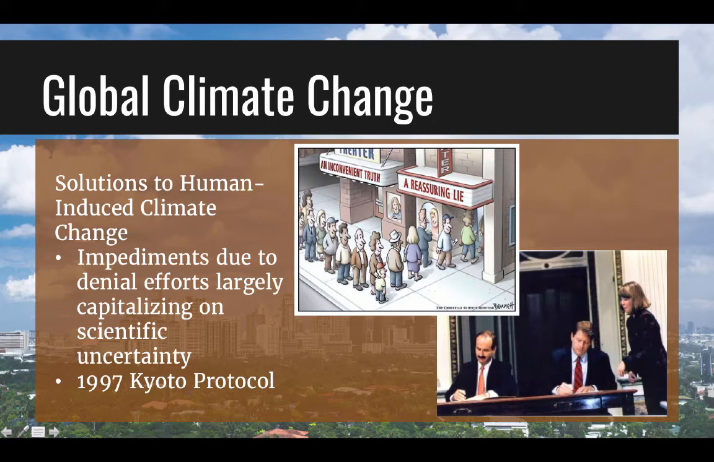By pulling out of the negotiations over the treaty, the United States made it extremely difficult for the treaty to become effective because the protocol had to be ratified by 55 industrial nations responsible for at least 55% of carbon dioxide emissions. The United States accounts for 35% of global emissions. In 2004, Russia provided the key signature to the treaty.